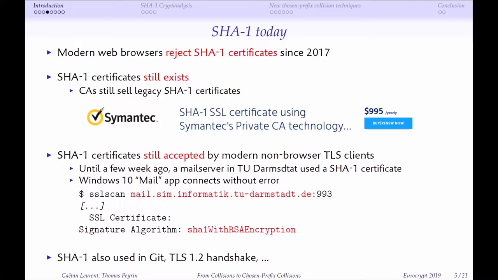In particular, SHA-1 certificates, you can still buy them. If you go to some CA's website, you can buy a SHA-1 certificate. And a lot of clients will actually accept them. So not web browsers, like I said, but if you look at mail clients, for instance, the mail application in Windows 10, it's perfectly happy to connect to an IMAP server with a TLS connection secured with a SHA-1 certificate. There's nothing wrong with this. And those servers actually exist.